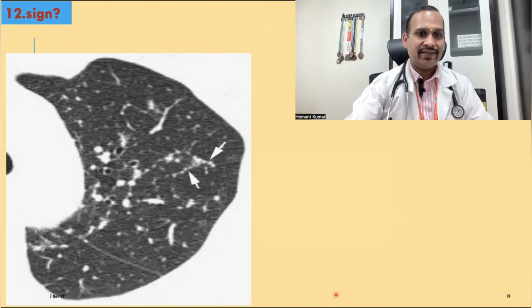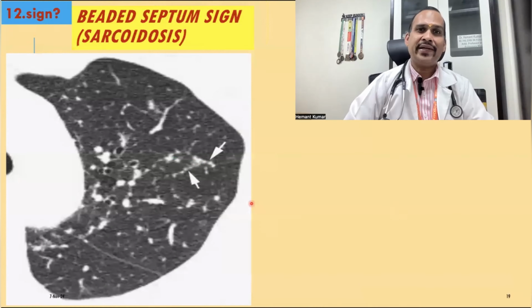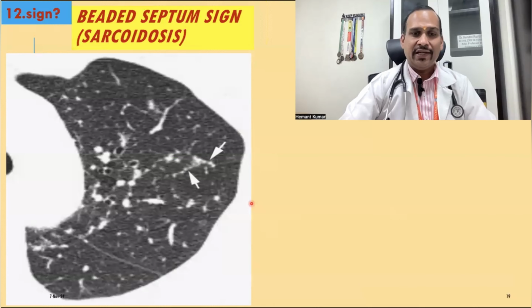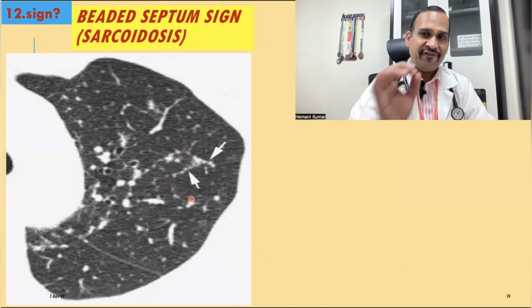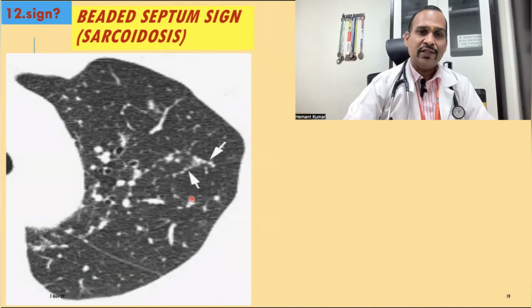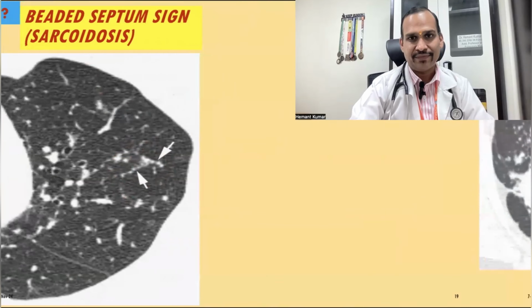Now, the 12th sign: can you see this arrow? What is this sign? This is beaded septum sign. There are nodules in the septum, and these are perilymphatic nodules. So whenever perilymphatic nodules are present on the septum, this is beaded septum sign, specific for sarcoidosis.